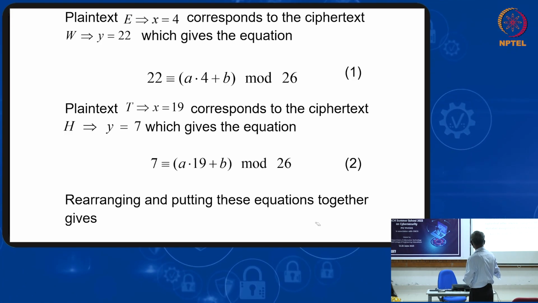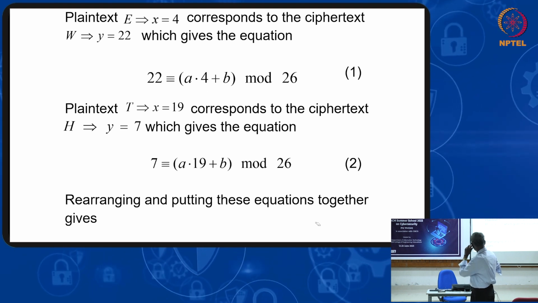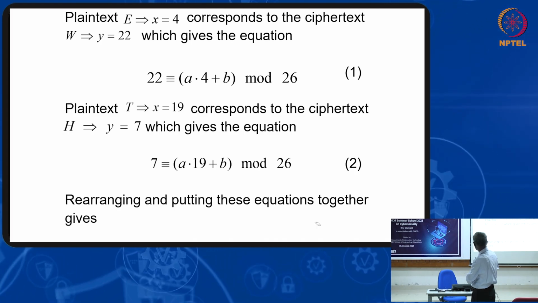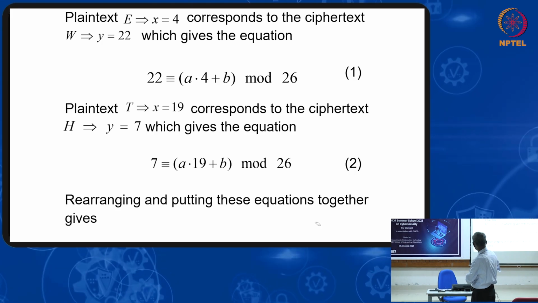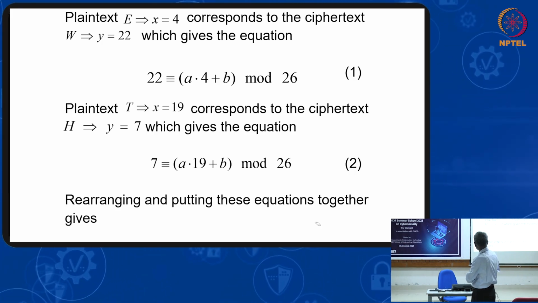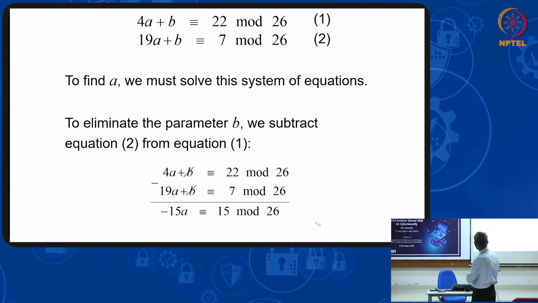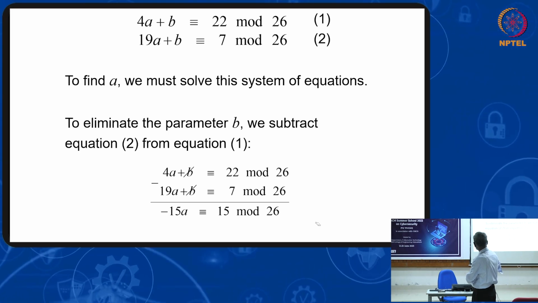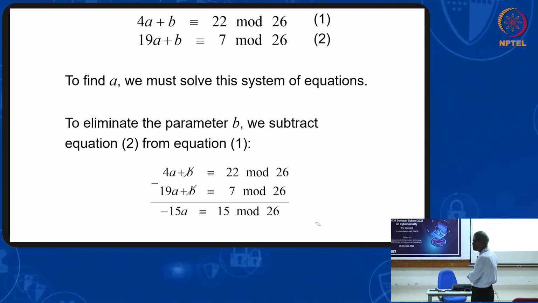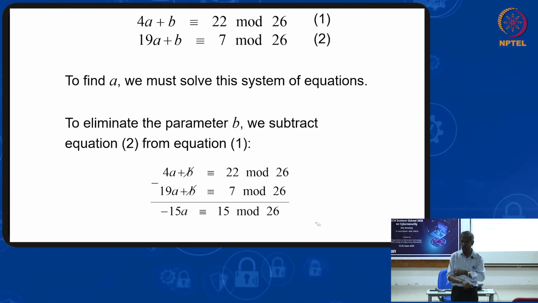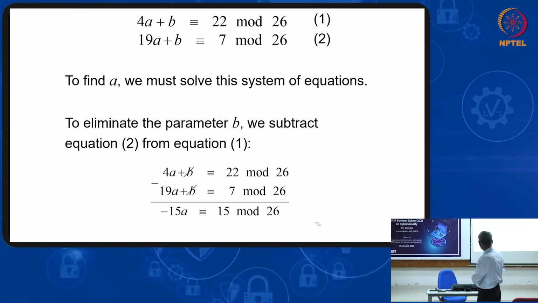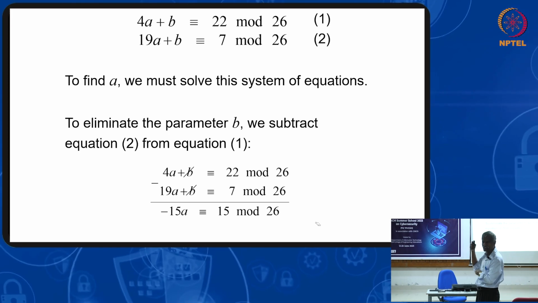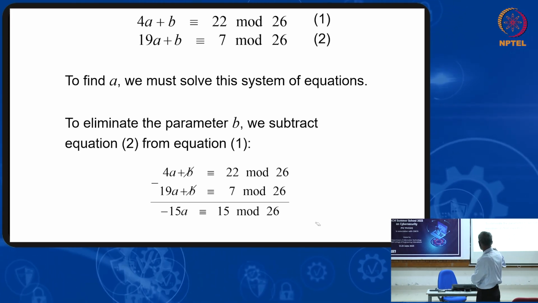Suppose you are given some x equal to 4, y will be known if you know a and b. Suppose they are given some a and some b, you can find the y value. But if you know only the ciphertext values and you want to know the plain text value, you have to solve the equation. So 22 and 7 are the ciphertext values, y values. You don't know the x value. To find the x value, you have to solve the equation.